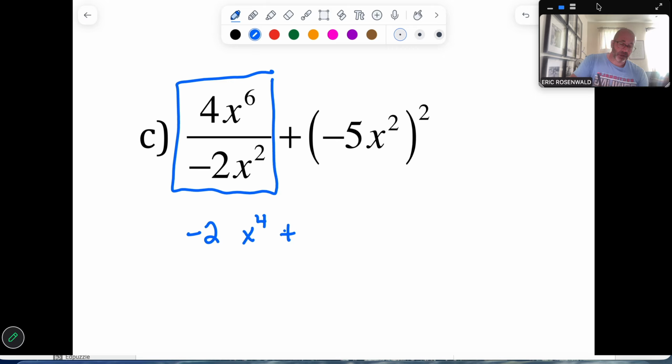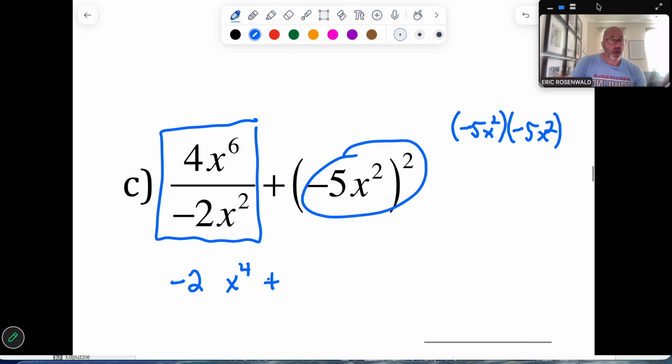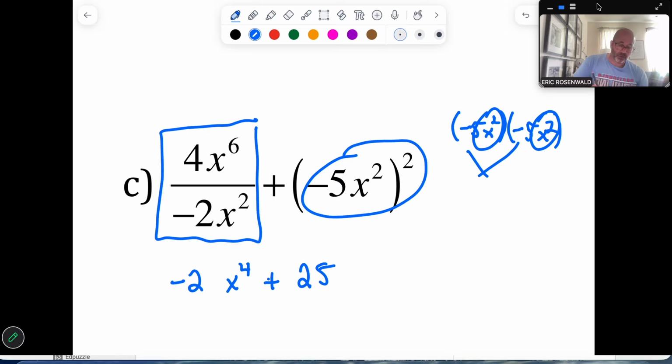We could do this part of the problem off on its own if you want. But when you think about negative 5 x to the second, but it's squared, that means we have negative 5 x to the second written twice. Right? Oops, sorry, you can't see. So we have it written twice. Well, handle this, right? We have negative 5 times negative 5, which is 25. And then in terms of the x's, there are 2 here and 2 more, so we have 4.